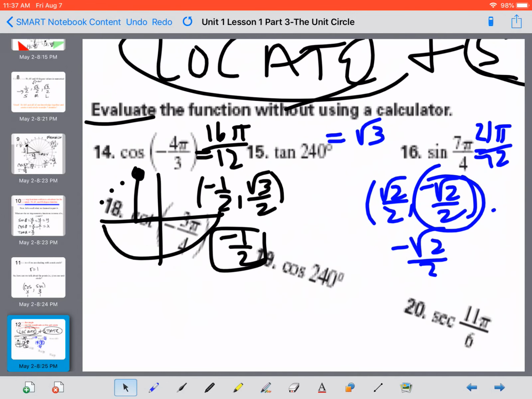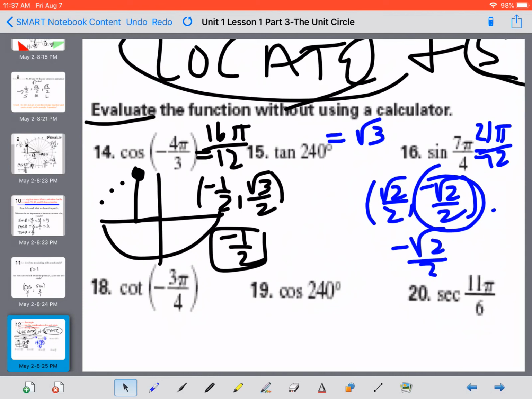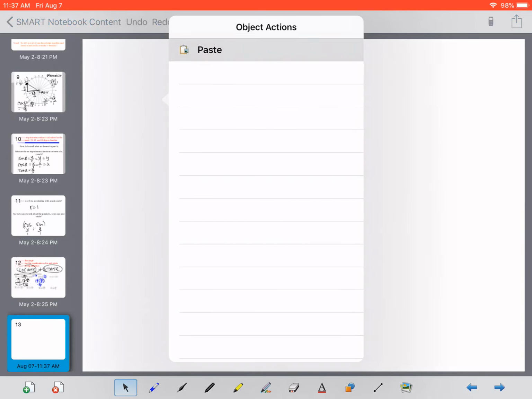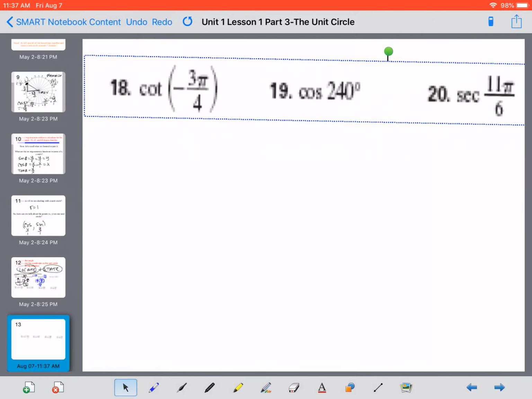Ooh, I did not mean to do that. Let's undo that. All right, let's see if I can copy, and then let's open this up and paste it. Awesome. All right, let's get some more room.